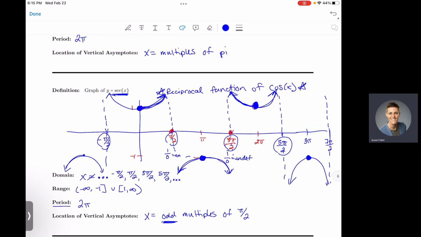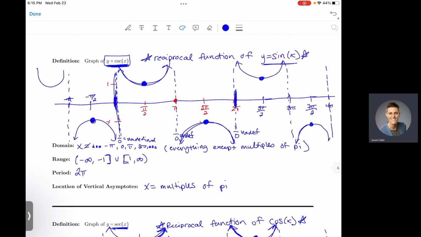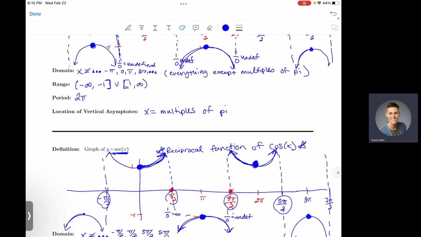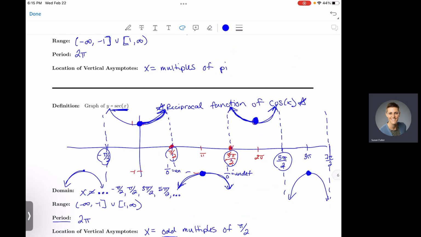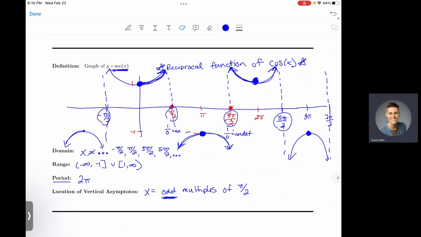And these are the graphs of cosecant and secant. You may be asked to be familiar with these in another class, so I wanted you to be able to be familiar with these. You won't be tested over this in pre-calculus, but I wanted you to see it.